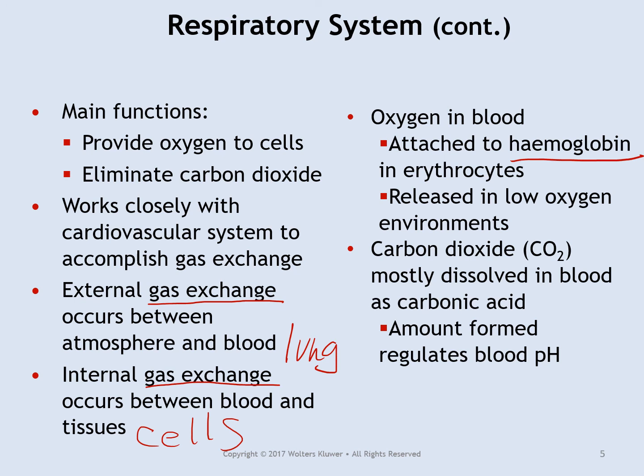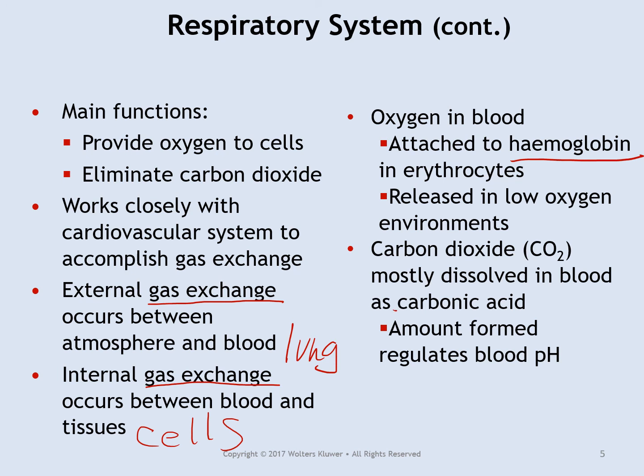Hemoglobin is a very special little protein. It changes its shape based on whether or not it's in an environment with very high or very low oxygen. If it's in an environment with really high oxygen, it will change its shape to hold very tightly onto oxygen. When it gets into an environment with very low oxygen, it changes its shape again and releases that oxygen into that low oxygen environment. Carbon dioxide does not travel in hemoglobin.